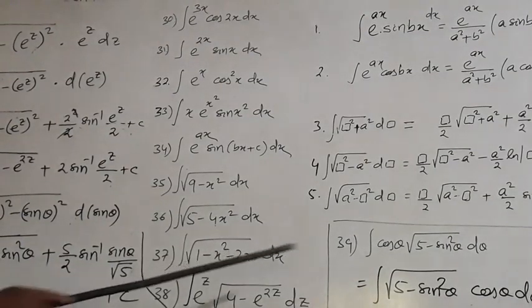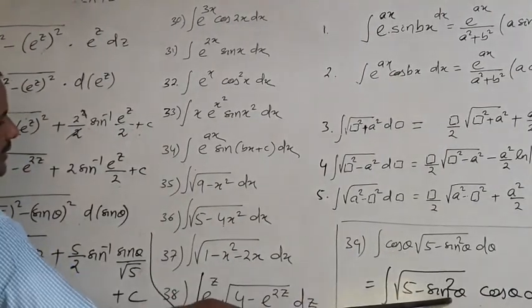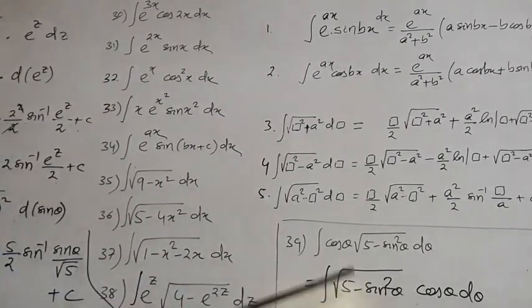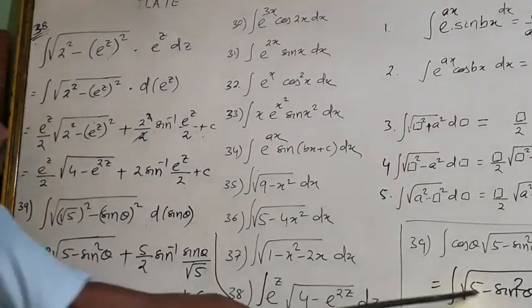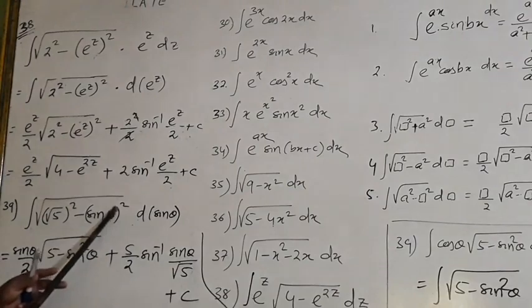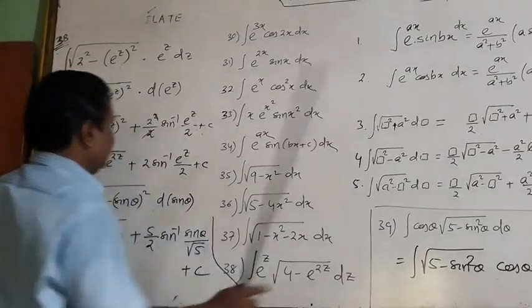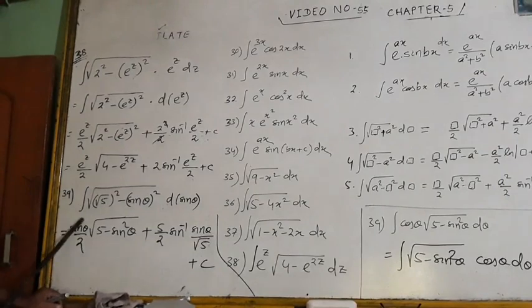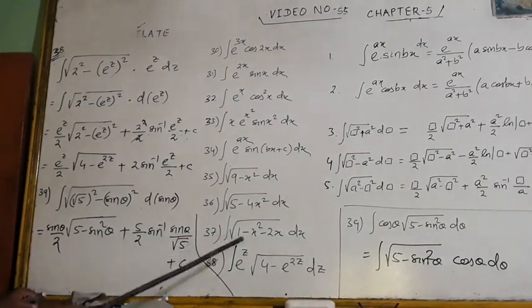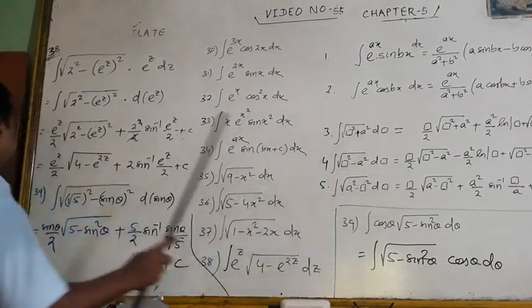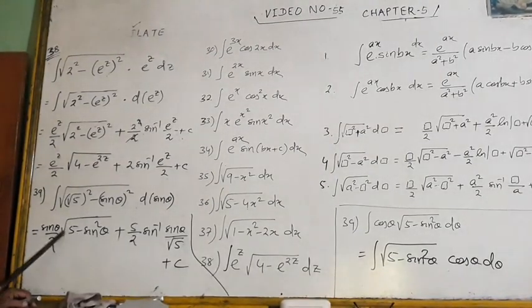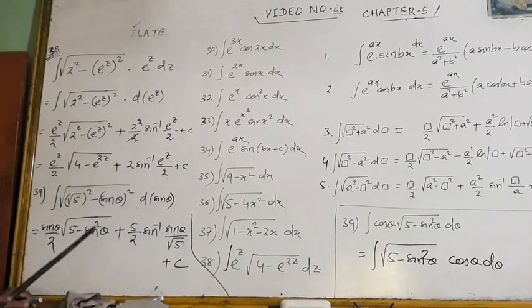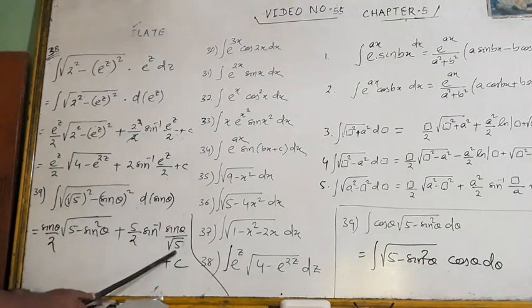Now 39. It is question 5 minus sin square theta. I am writing sin theta in this position, and cos theta d theta in this position. Now after this what I am writing? It is root 5 square minus sin theta square, and cos theta d theta is the derivative of sin theta. The answer is sin theta by 2, that is box by 2. Box by 2 times root of 5 minus sin square theta, plus a square by 2. A square means 5 by 2 sin inverse of sin theta by root 5.